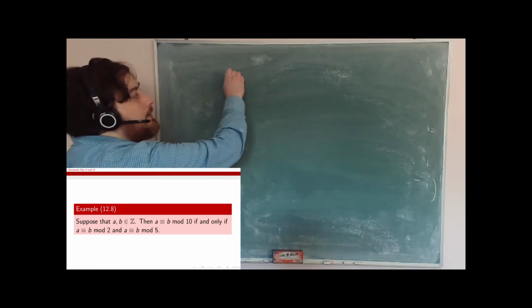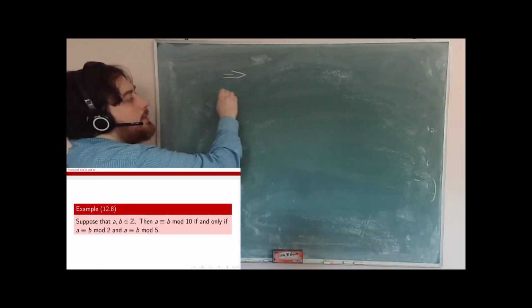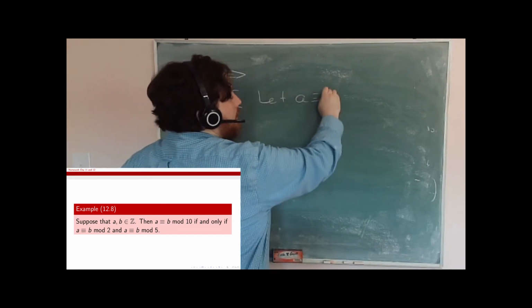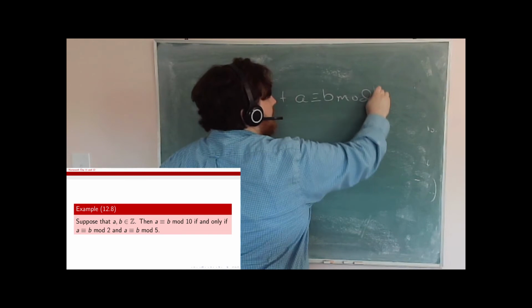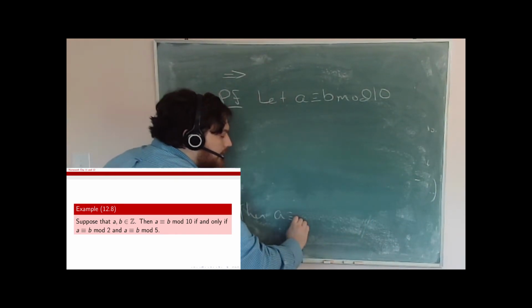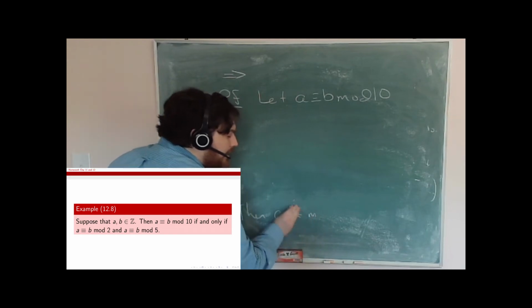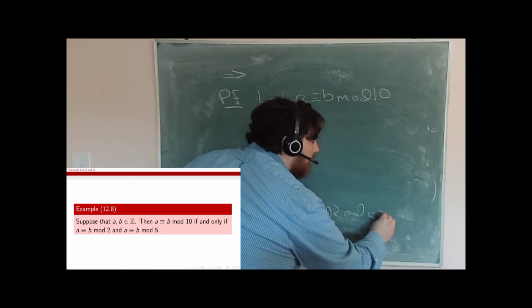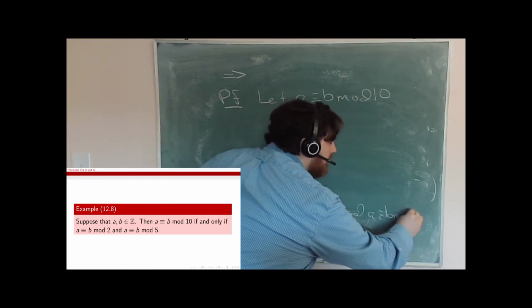So to start off, I'm going to do the right-hand direction, and my proof is going to be: let a be congruent to b mod 10. I have to then show that a is congruent to b mod 2, and a is congruent to b mod 5.